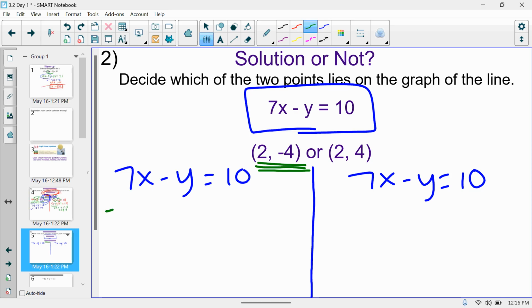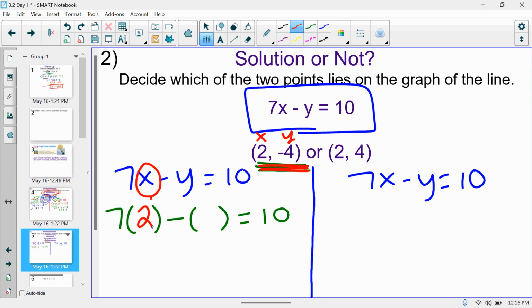Now, here's what I want you to do. I want you to write 7, and then I want you to put some empty parentheses, then a minus sign, and then some more empty parentheses. Be ready to answer. I'm going to call on a random person. My question is, if I'm working with this point, what am I going to be filling in where the X was? Gavin? Yes, because X comes first in an ordered pair, then Y, so we're going to be filling in 2 there. Now I want to know what I'm going to fill in where the Y was. Anna? Perfect. Y is -4 in this particular point, okay?